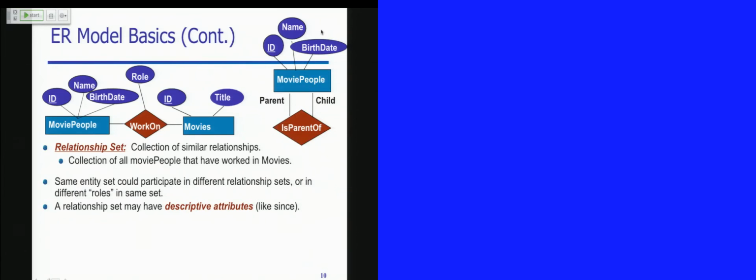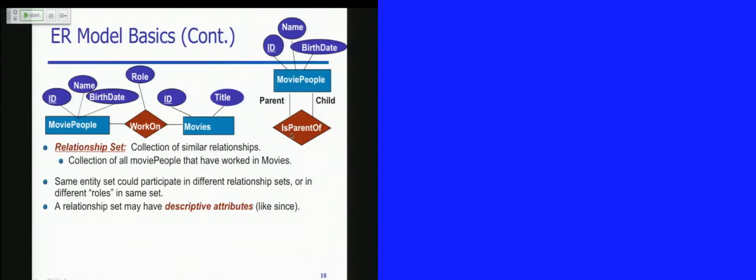The same entity could be in relationship with itself. So if you have movie people, you can have a relationship is parent of, and that movie people is in relationship with itself, and you can have two people, one being the parent and one being the child, that are in this relationship. Okay, so I have one entity, a relationship, and the same entity is happening multiple times in this relationship, but there are different roles. So one role could be the child, and the other could be parent.